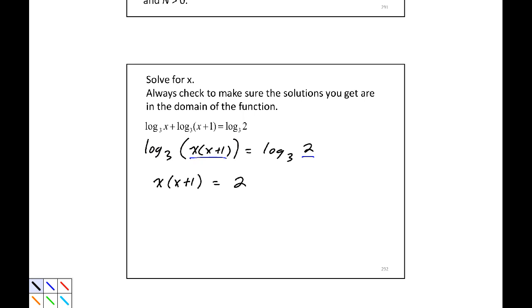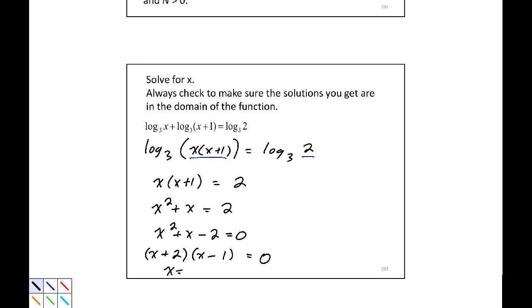Now, distributing the x on the left-hand side, we arrive at the equation x squared plus x equals 2. And then this is quadratic, so we'll want to subtract 2 from both sides. So we have the equation x squared plus x minus 2 equals 0. Now, my hope is that that factors. Let's see, so we could say x plus 2 and x minus 1. Yes, that'll work. Which tells us that x equals minus 2 or positive 1, respectively, depending on the factor you look at.